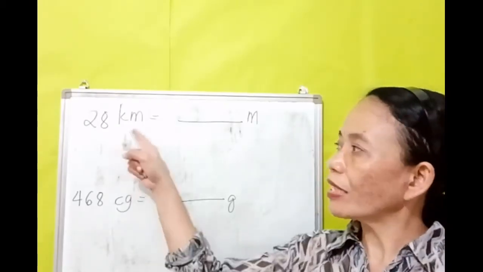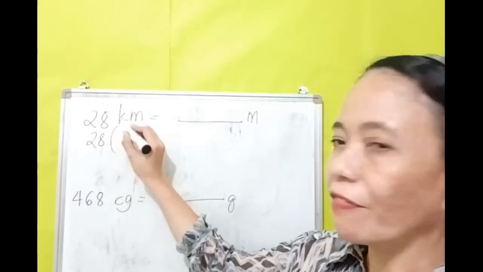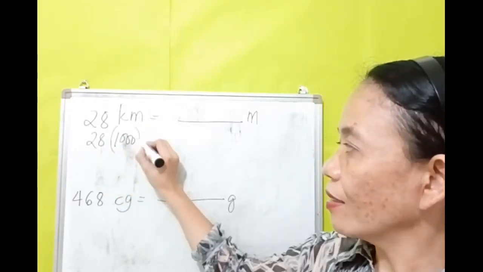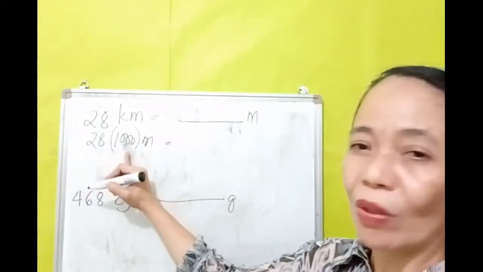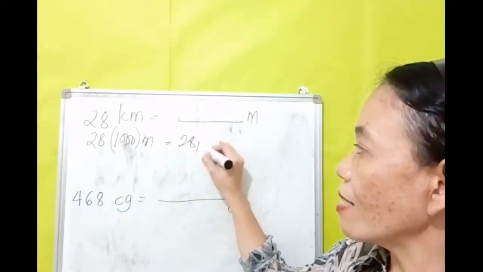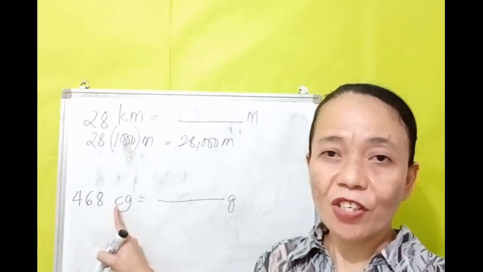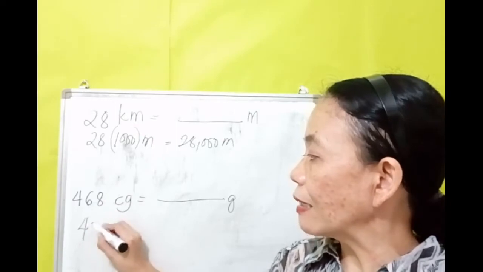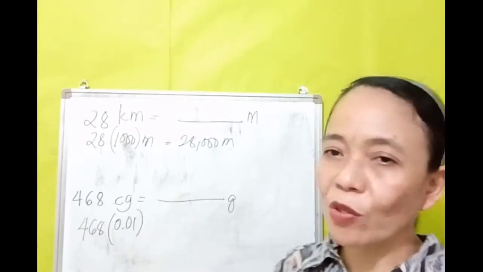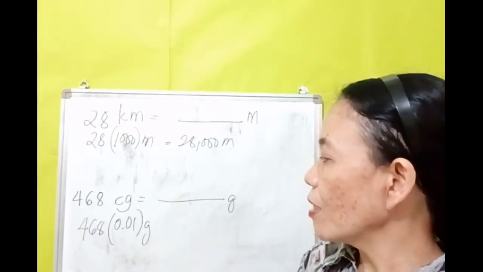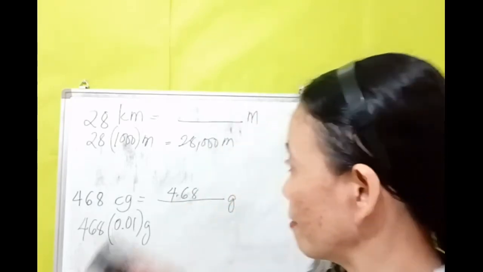Another example, 28 kilometers to meter. So multiply 28 with the value of kilo, which is 1000, multiplied by meter. So the answer is 28 times 1000 times meter is 28,000 meters. Next, 468 centigram. So multiply 468 with the value of centi, which is 0.01 or 10 raised to negative 2, multiplied by gram. So we have 4.68 grams.